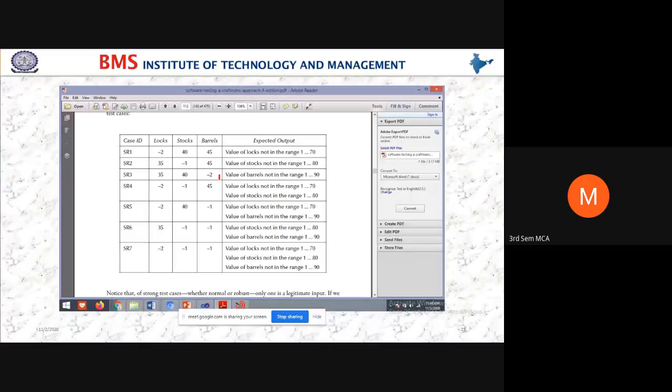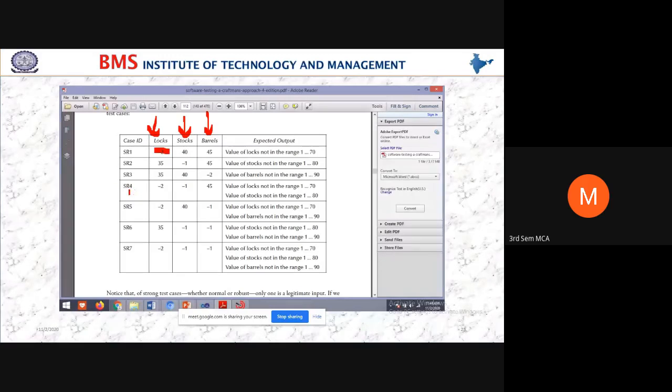Here I have one more table for the test case, for commission problem test case. Lock value is -2. See, students, here we are taking 3 inputs: locks, stocks, barrels. Out of these 3, if a single value is also not in a range, if a single value is also invalid, then we don't get an expected output.